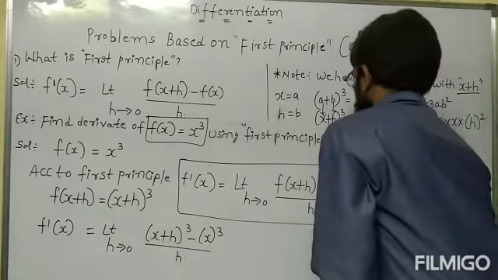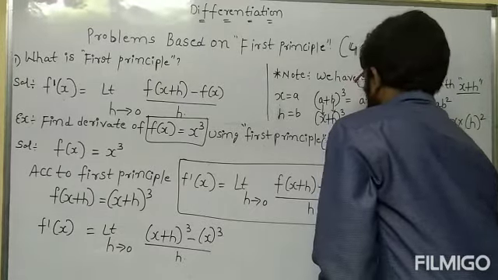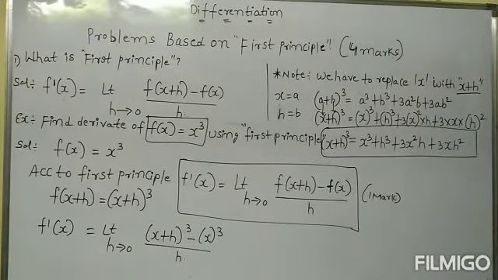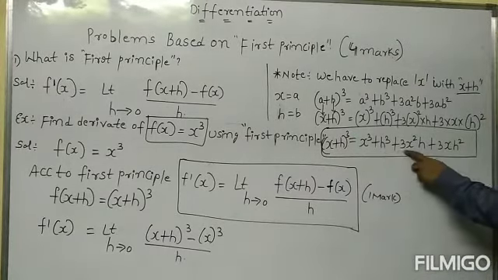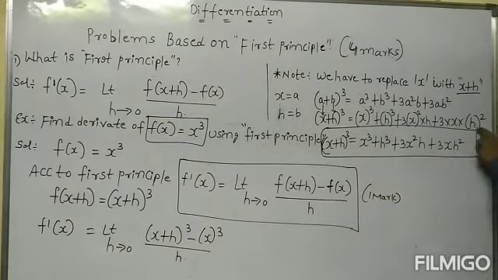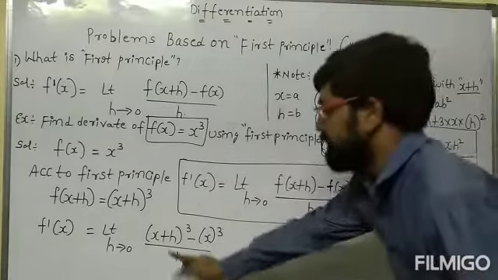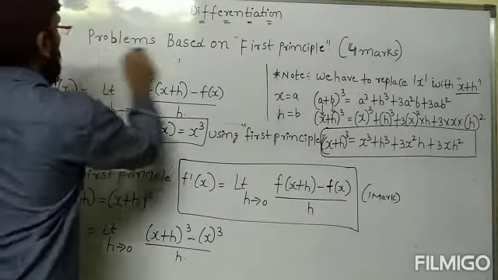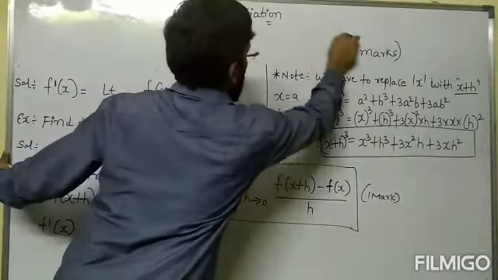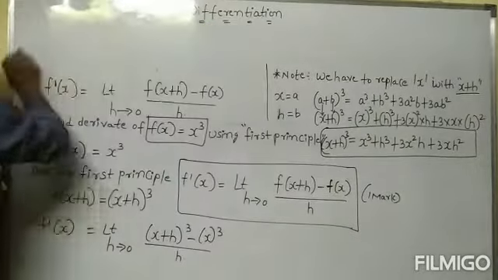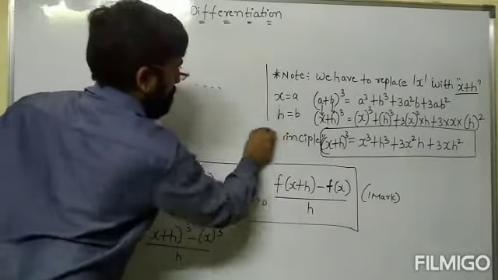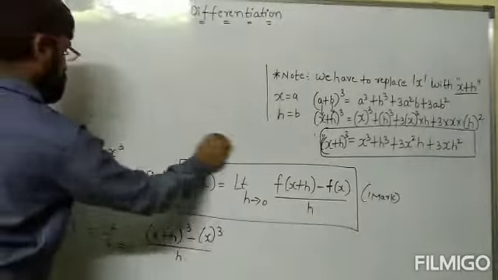What is the formula for this? It is the x plus h whole cube formula: x cube plus h cube plus 3x square h plus 3x h square. This formula is substituted here. Okay, now substitute here.